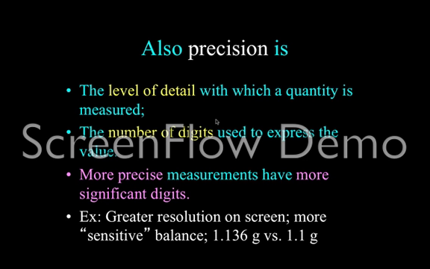It also reflects the number of digits used to express the value, which tells us something about the precision. In general, more precise measurements have more significant digits. It's a more sensitive balance that can tell you the difference between something that has a mass of 1.136 grams versus a balance that only says 1.1 grams. It's more detail. It's like when you have different kinds of monitors or screens that have different resolution. Greater resolution is more precision.